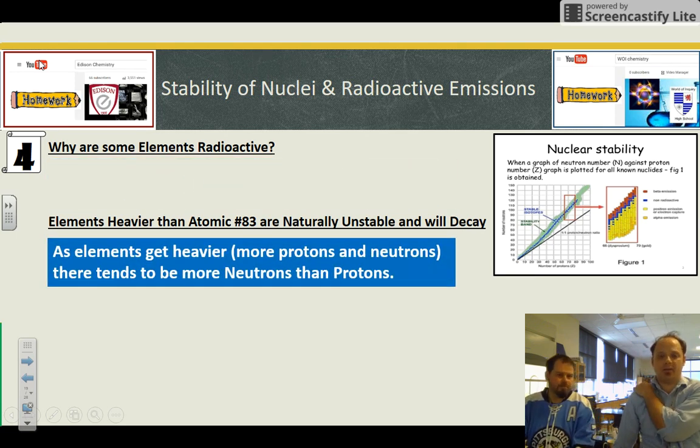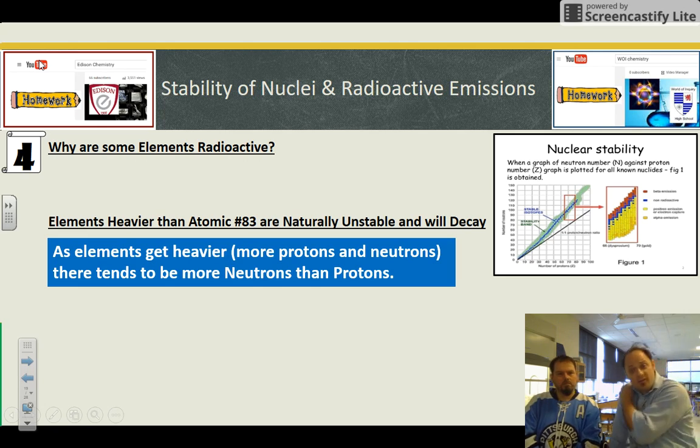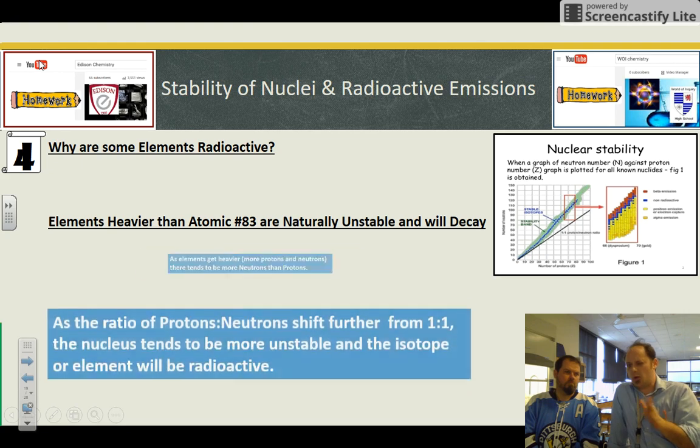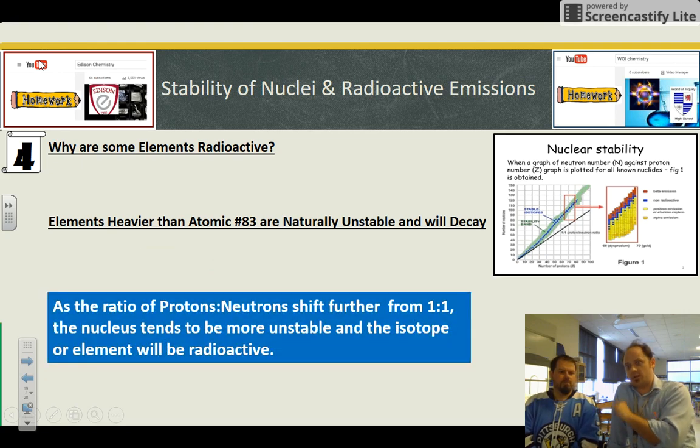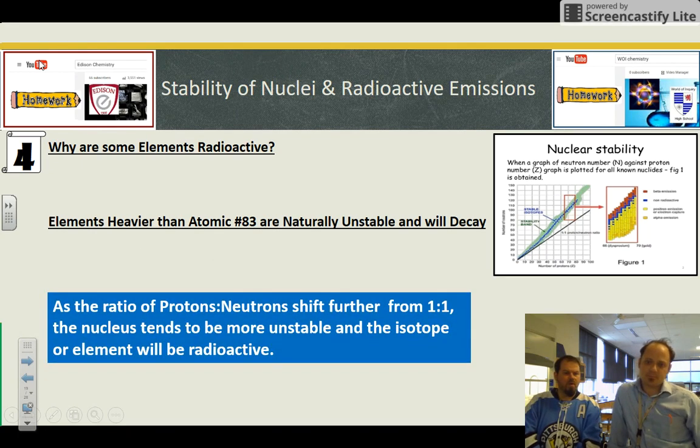Definitely. As elements get heavier, they have more protons and neutrons, because we don't count the mass of an electron. There tends to be more neutrons than protons, however. In the light elements, it's usually a 1-to-1 ratio. In heavy elements, that's thrown out the door. So the farther we get from this 1-to-1, the nucleus tends to be more unstable, and the isotope or element will then become radioactive and hence decay.